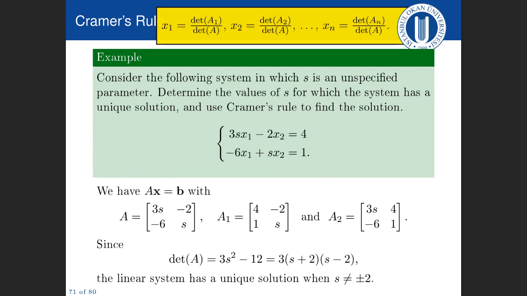So we can write down our A, our A1, and our A2. And we can calculate that the determinant of A is 3 times s plus 2 multiplied by s minus 2. The linear system has a unique solution if and only if the determinant of A is not 0. So there's a unique solution when s is not plus 2 and when s is not minus 2.